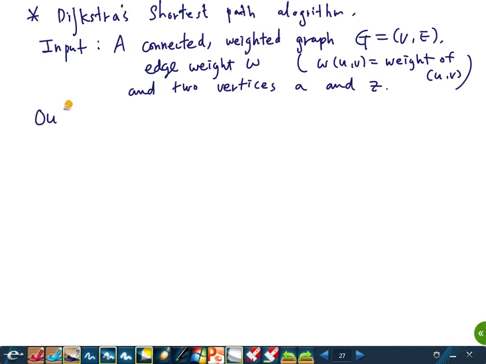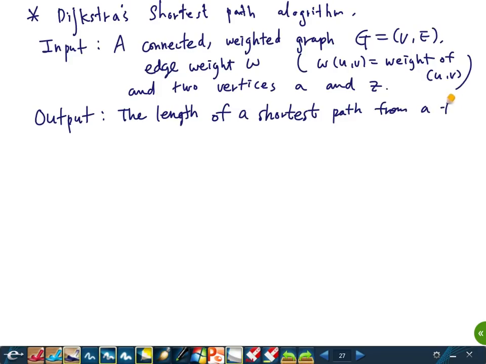What is the output? I will tell you the length of a shortest path from A to Z. So the length of a shortest path. There can be many shortest paths, but they have all the same length, because that's what shortest means. The length of a shortest path from A to Z. It will tell you the length of a shortest path from here to here. So if you want to go from this place to this place, you have to pay this amount of transportation fee, things like that.